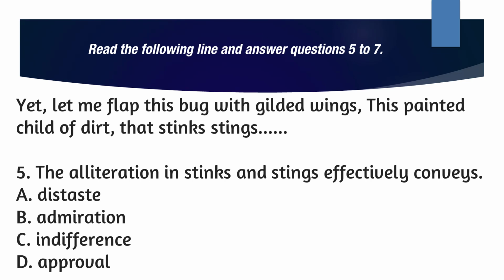Question 5. The alliteration in stinks and stings effectively conveys A. Distaste, B. Admiration, C. Indifference, D. Approval. The correct answer to this question is A. The alliteration in stinks and stings effectively conveys distaste.